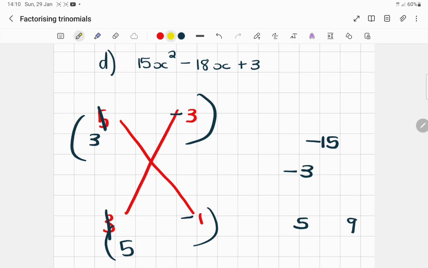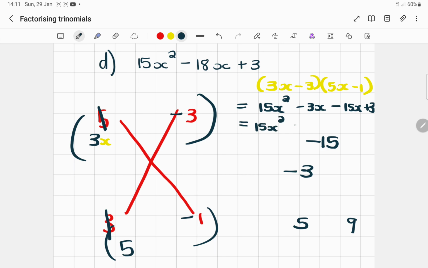Remember to add the x. So I'll have 3x minus 3, and in the other bracket, 5x minus 1. Test yourself. 3 times 5 is 15x squared minus 3x minus 15x plus 3. And that gives you 15x squared minus 18x plus 3. So that is correct.